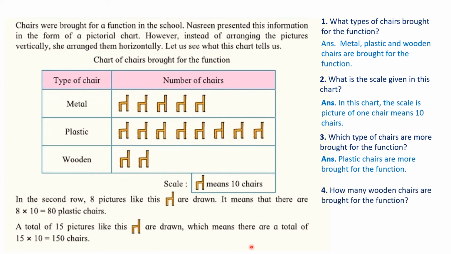Fourth one, how many wooden chairs are brought for the function? So here wooden chair, 2 pictures are given. We will multiply first these 2 pictures with the scale, that is 2 into 10. So answer is 2 into 10 is equal to 20. So there are 20 wooden chairs brought for the function.